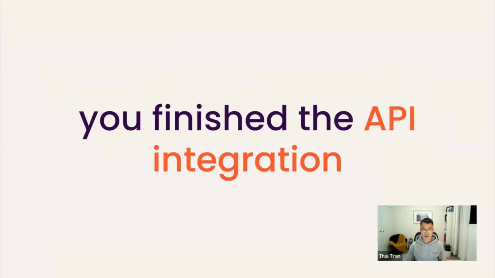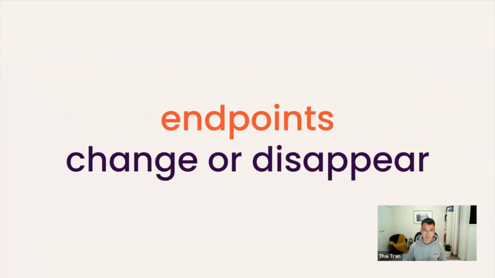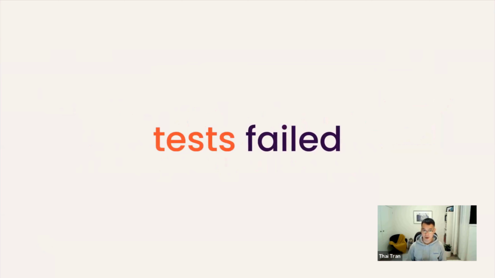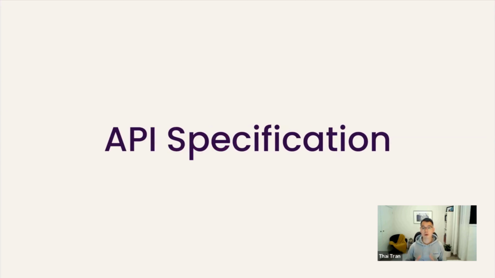So why documentation? Why bother writing documentation for our API? Let's think about this. You finish the API iteration. The endpoints change or disappear. The client is out of date. And as a result, tests fail. This is when we need an API specification.